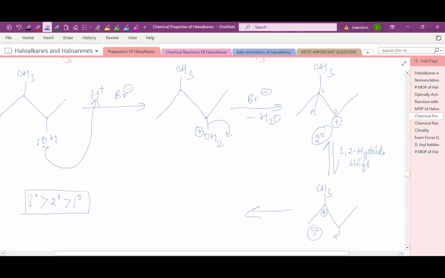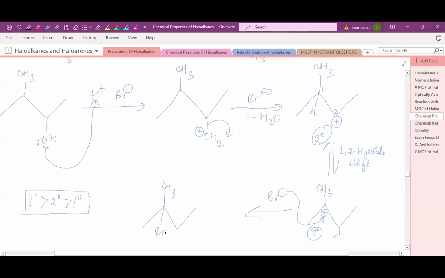Now the tertiary carbocation has formed, and the nucleophile, bromine, is here. The nucleophile will come and attack this carbon. So this is your SN1 reaction, a unimolecular nucleophilic substitution reaction. This bromine, which is a nucleophile, attacks the tertiary carbocation, which is very stable and reactive. It forms the CH3 group and the bromine group. So that's the whole mechanism.